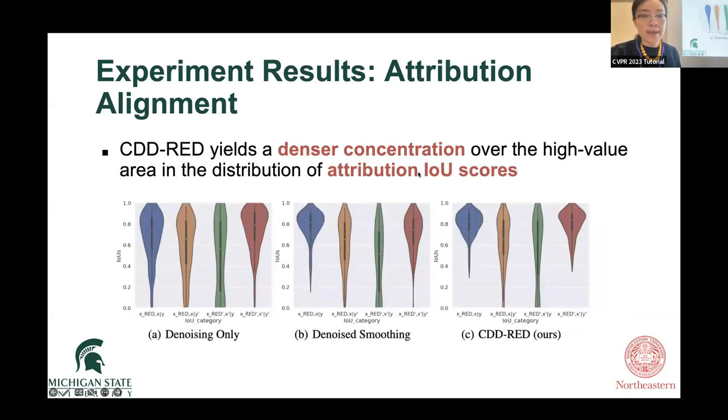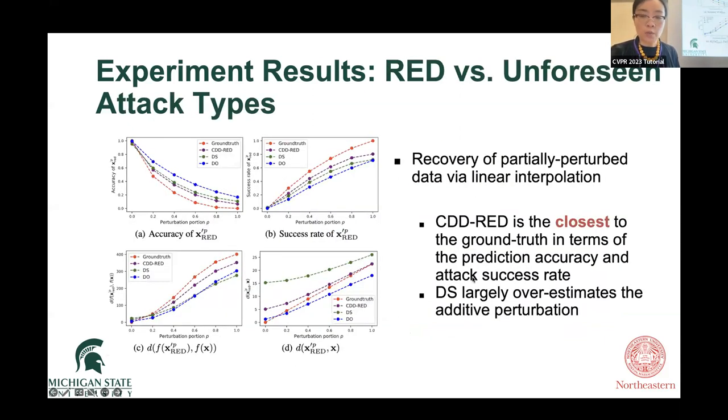And furthermore, we look at the attribution alignment. Our method has a denser concentration over the high value area in the distribution of the attribution score. So furthermore, when we prepare the data set, right, we have a subset for unforeseen attacks. For the first part, we engineered the unforeseen attack type by using partially perturbed data through linear interpolation. And this is the perturbation, the x-axis showing the portion of the perturbation.